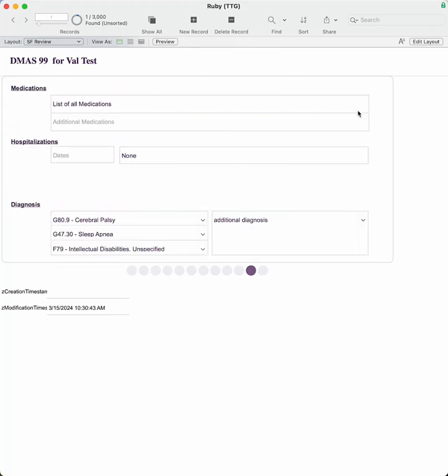List of medications. There's a character limit here. That's why you have an additional line for medications, because there's only so much room on the 99. Hospitalizations: if there have been none, put none. Don't just skip it. Put something. You'll see their diagnoses here.